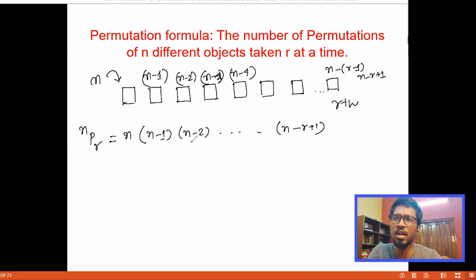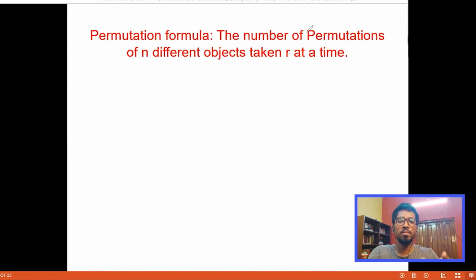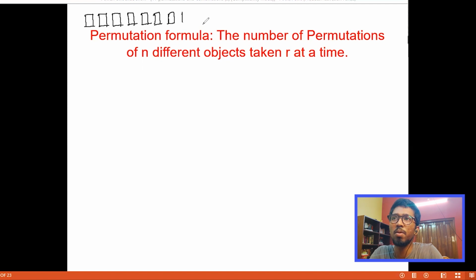We'll use the factorial idea to simplify this formula. So let's see once again. We are understanding the basic permutation formula, that is nPr. We have n different objects, and we have total r different blocks to fill with them. We're finding r-permutations, right? So here we have total r blocks.